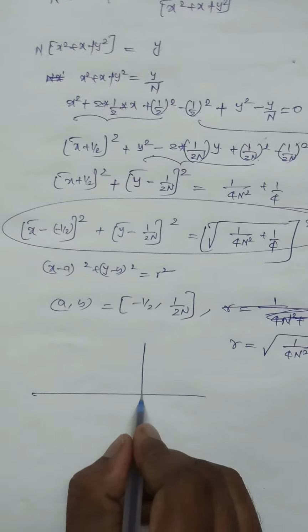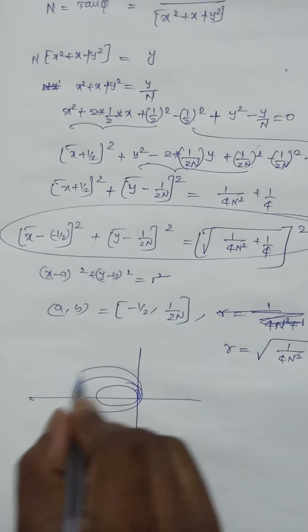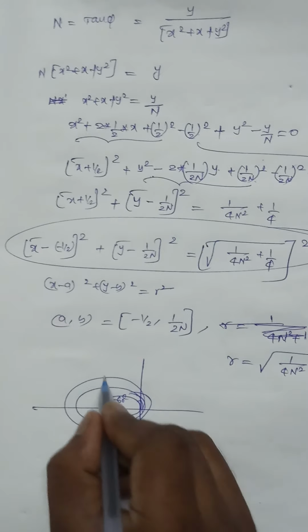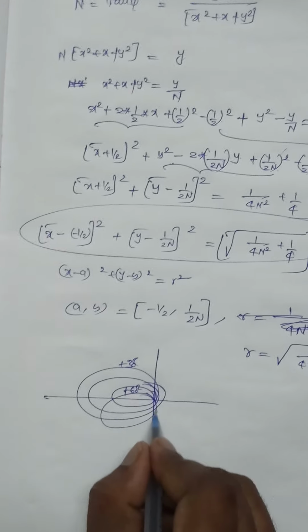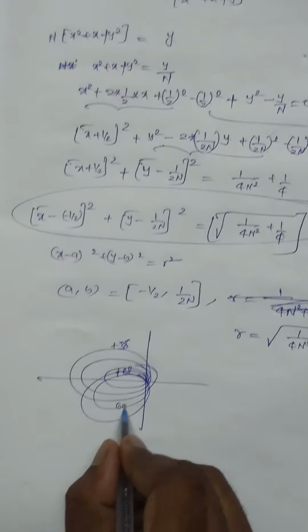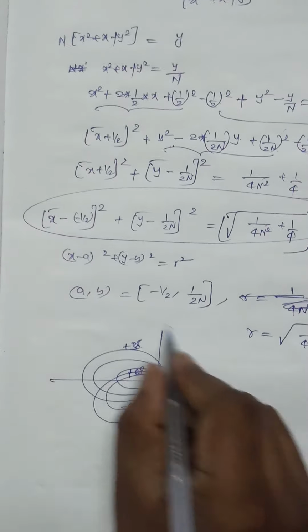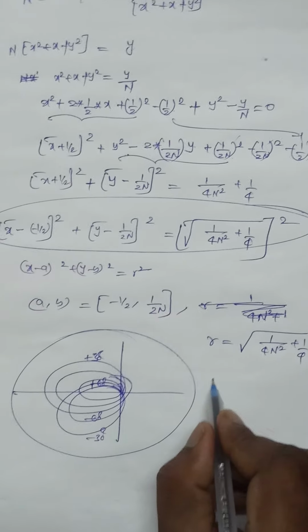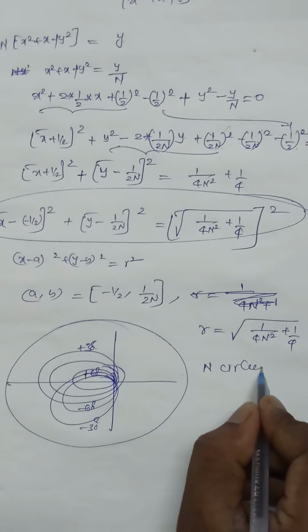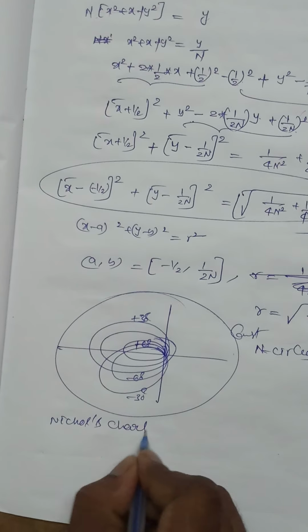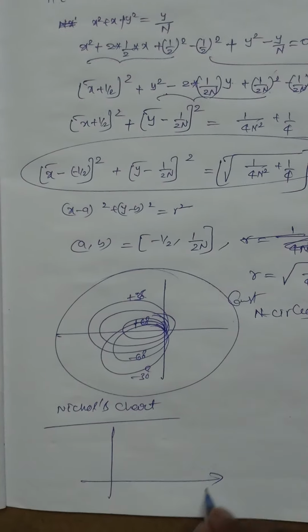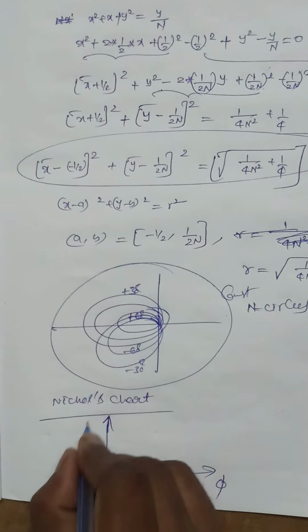So this represents a circle equation, and if you draw the circles here, the circles will be like this. Let us assume it is minus 60 degrees, plus 60 degrees, plus 30 degrees. Here also another circles, if you draw the circles, it is 60 degrees, minus 60 degrees, minus 30 degrees. So this represents the constant n circles. And also the Nichols chart, this Nichols chart represents a chart or a graph between the phase angle versus the magnitude.